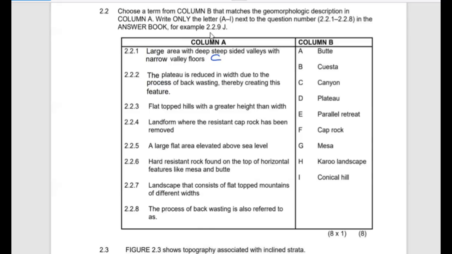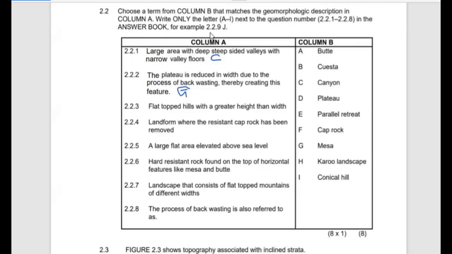Right, then the plateau is reduced in width due to the process of backwasting. I think you can see this is giving us a clue of the last question. The previous question, number 2.1, is talking about backwasting and is talking of a reduction of width. Which feature is created as a result of backwasting of the plateau? A plateau will get reduced to become a mesa, which is G.